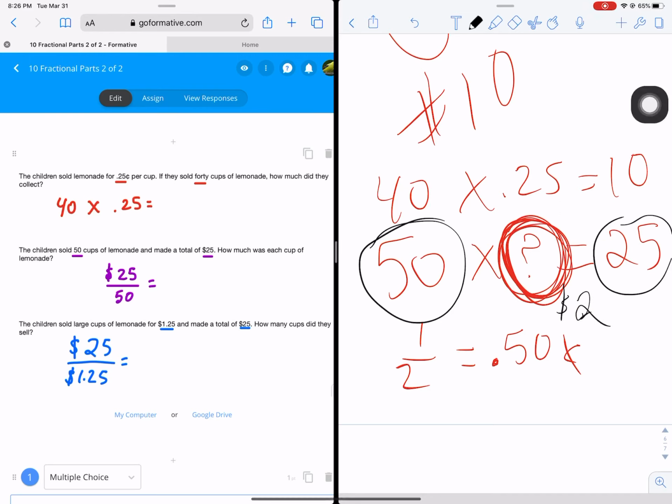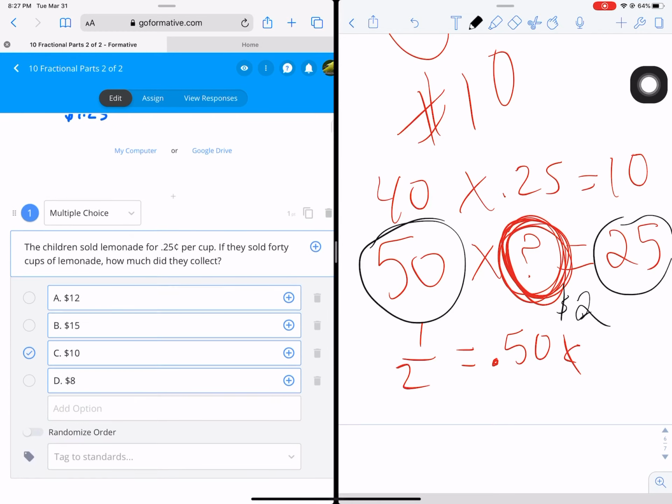Well, go back to the problem. If you really sold 50 cups for $2 per cup, it's going to be $100. It's not going to be $25. So one way you can double check this is just make sure it makes sense. Like on this first one, is it really $10 total profit? If each of the cups you sold is 25 cents and you have 40 quarters, is 40 quarters $10? That's another thing.